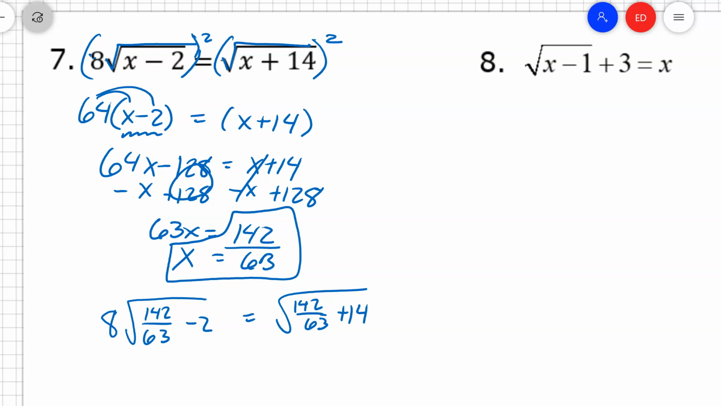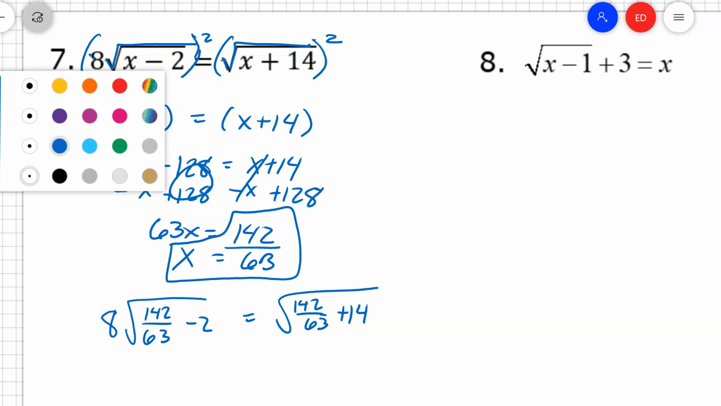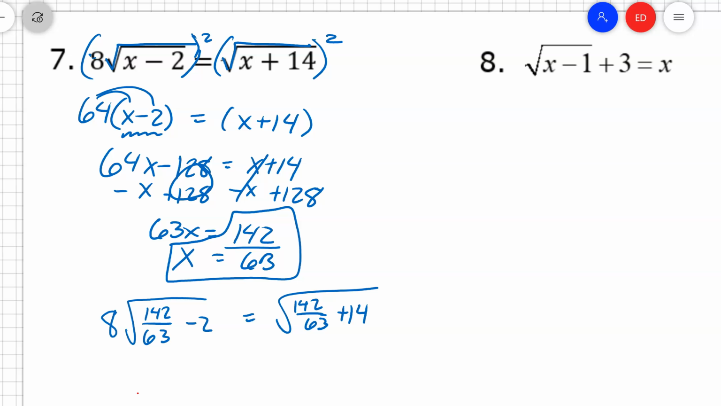Alright, ready for the non-pretty part? It's not going to be too bad though. So, in order to add fractions, remember we need a common denominator. So, the common denominator here would be 63. This isn't 63 over here, so in order to subtract that, we're going to have to multiply the numerator by 63 and the denominator by 63, so that would just be 8. Okay, 2 times 63 is going to give us 128.